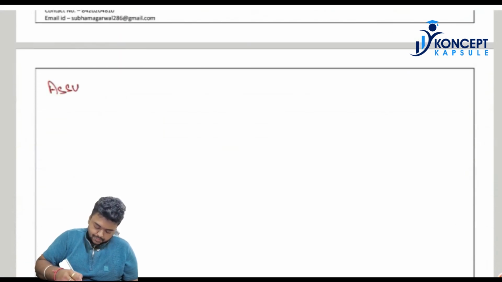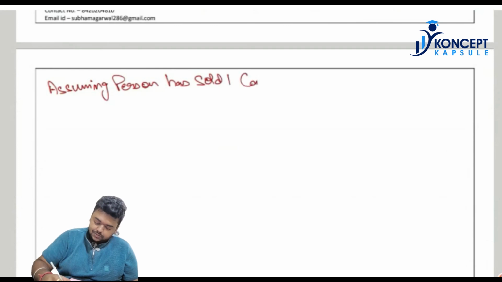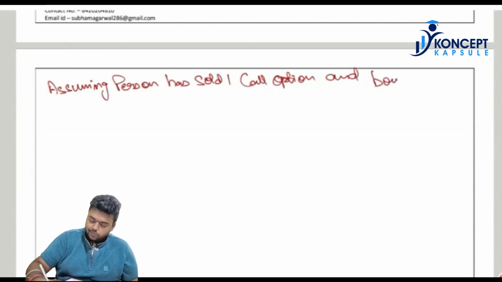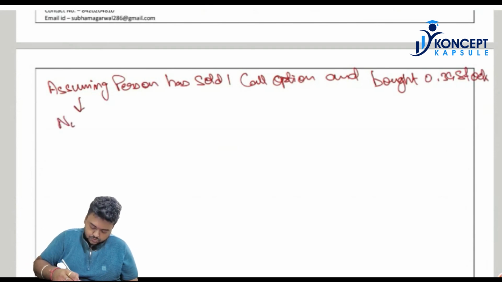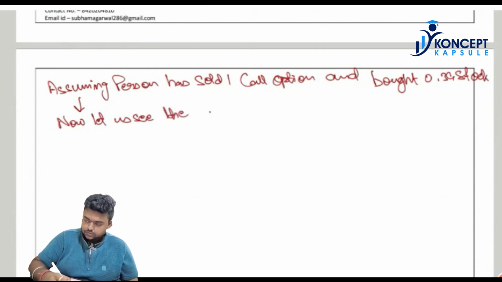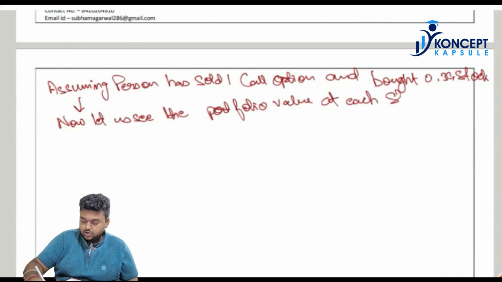Assuming the person has sold one call option and bought 0.39 stocks. Now let us see the portfolio value at each stock price movement.